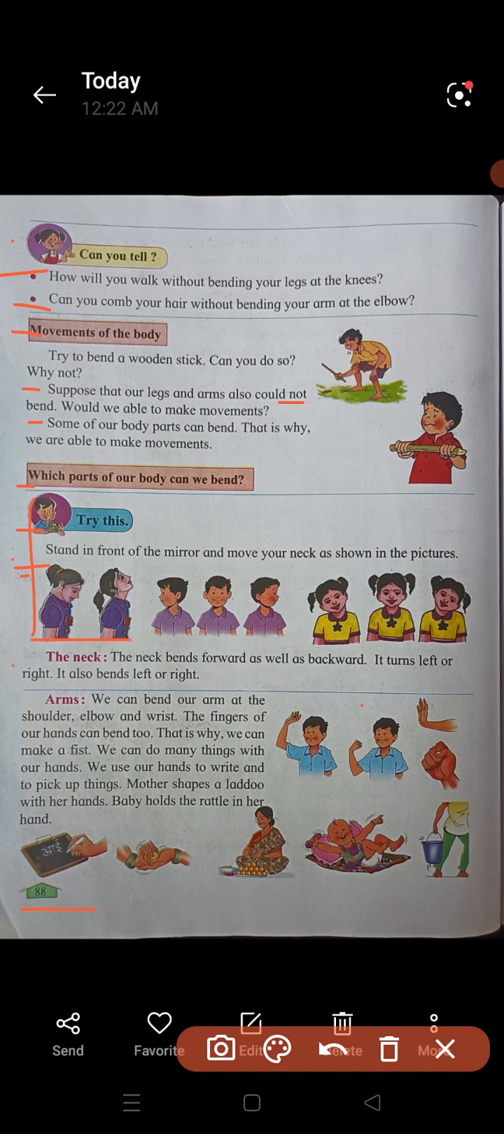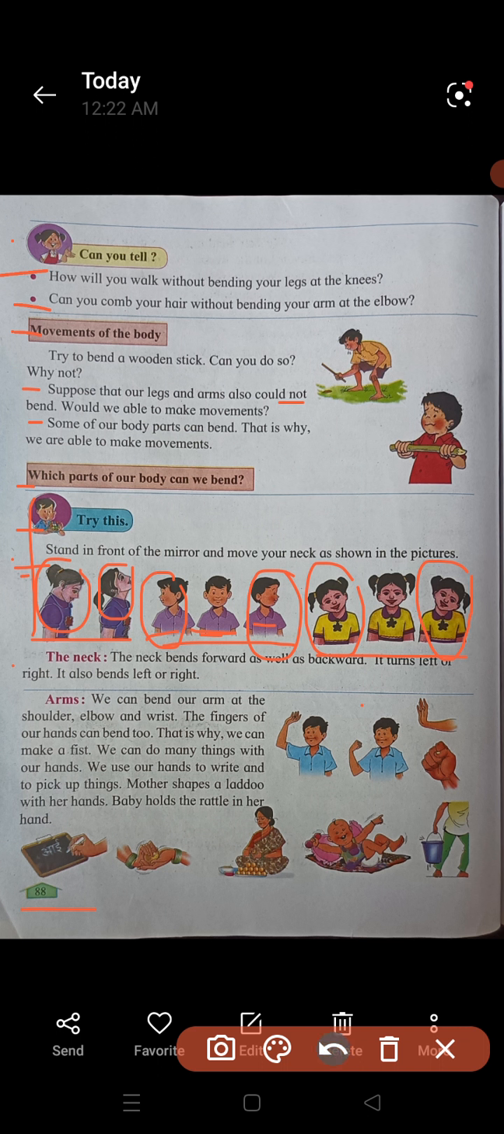As you can see here in a picture, there is a girl. The neck can be bent forward and backward, as you can see here in the picture. In the second picture we have the boy. It can turn left or right as well as straight. It can be straight, you can turn left, or it can turn right. The next picture we have is the girl. It also bends left and it also bends right.